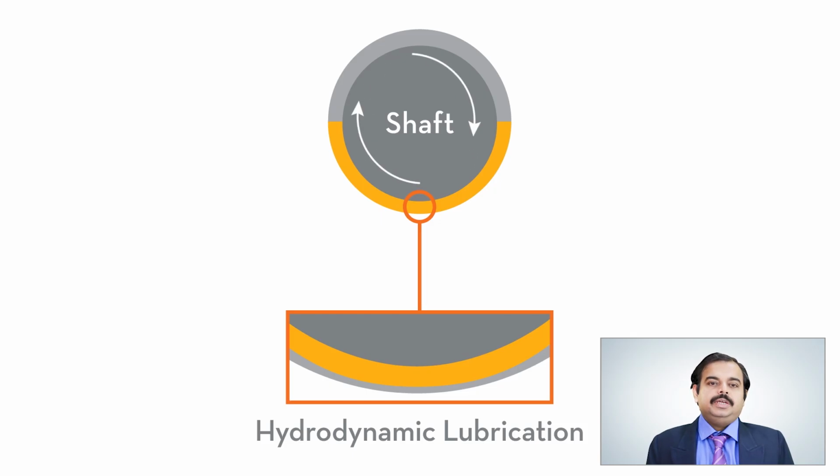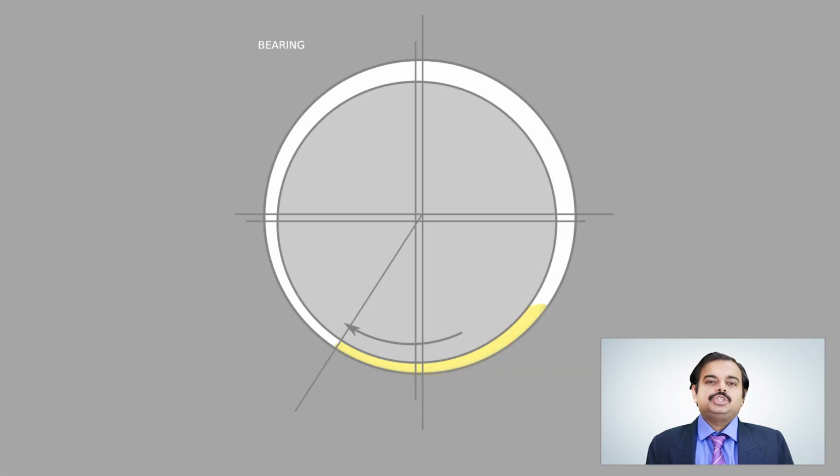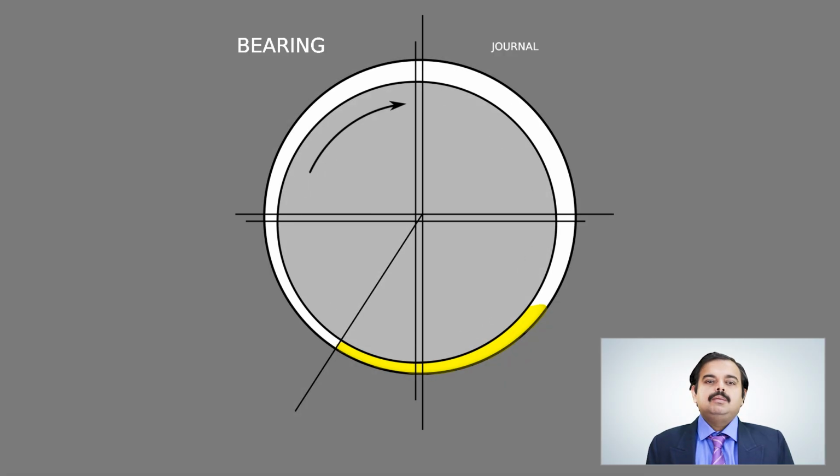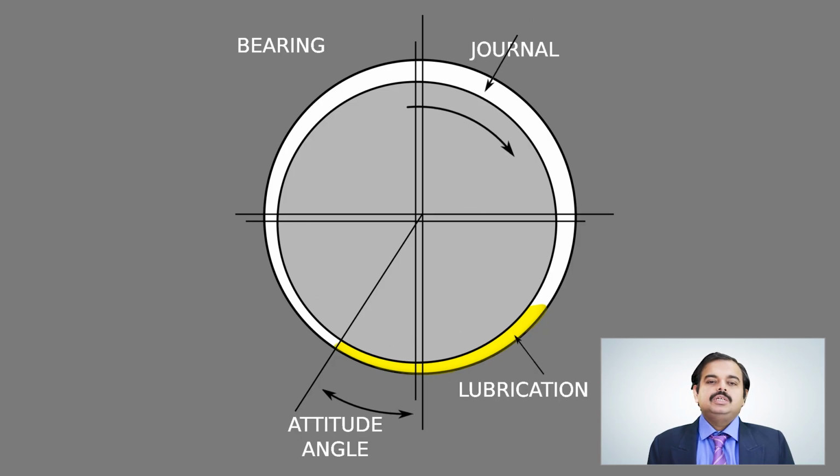When the speed is attained, the wedge of oil created in the clearance between the shaft and the bearing builds up pressure which keeps the shaft floating. This condition of lubrication is called hydrodynamic lubrication. The lubricating oil passes through oil cooler before it can be supplied to the bearing.